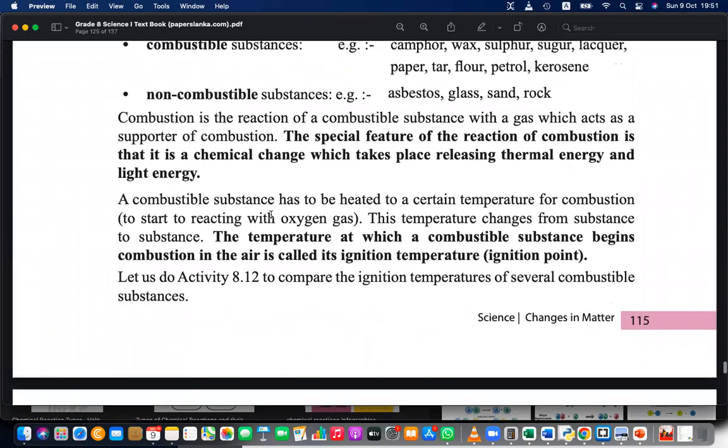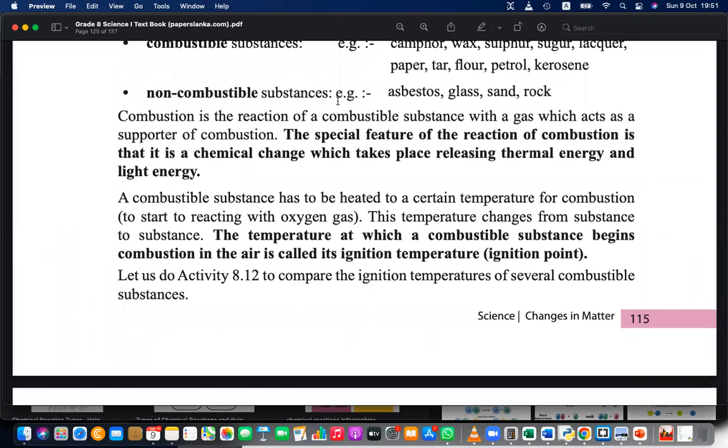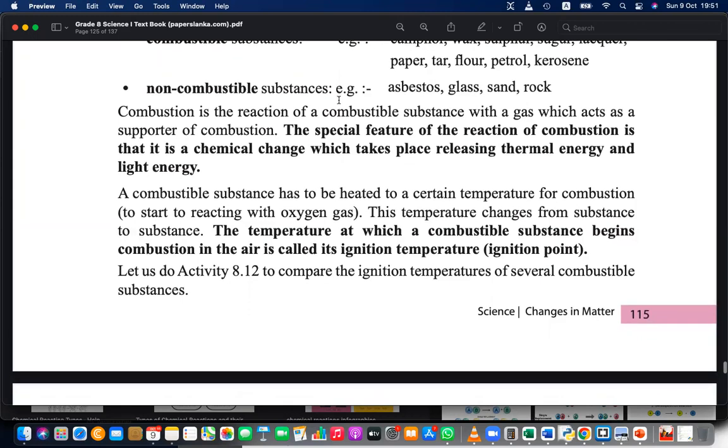Okay, combustible substances. So if you have any question, you can ask. I'm not sure whether you can hear me or not. I can hear, sir. There's no response at all. Very silent. So why is that? Okay.